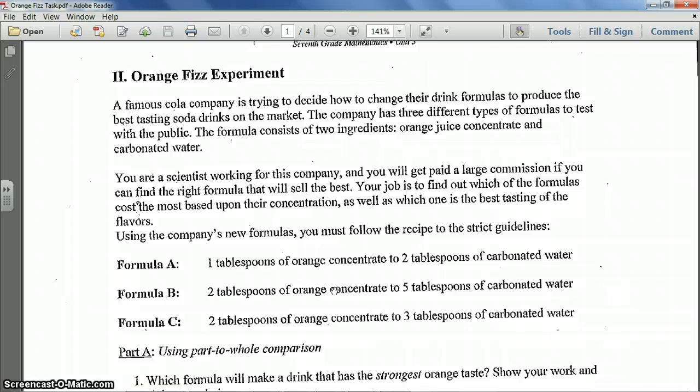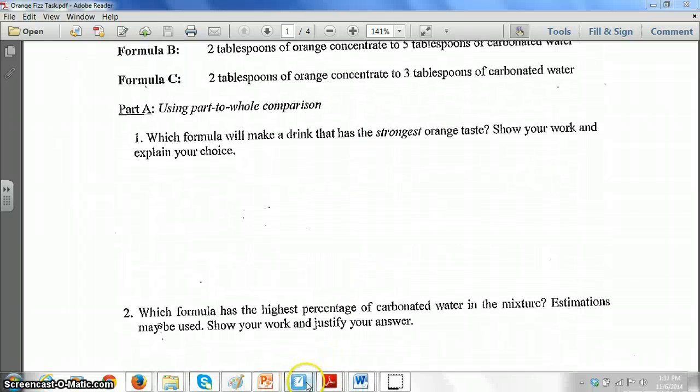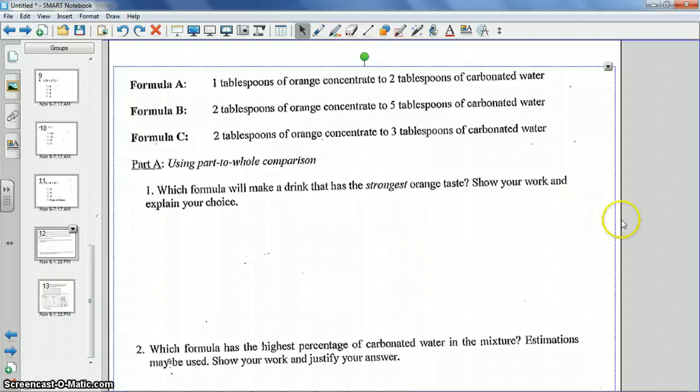Now the first part we're going to do is a part to whole comparison. That's how much out of the whole mixture, how much does each part contain. That's where you're doing your, remember, percentages are part to whole. So when it says percent, that's why. And then we're going to do a part to part. So let's look at part A. I'm going to pull it up here so I can write on it.